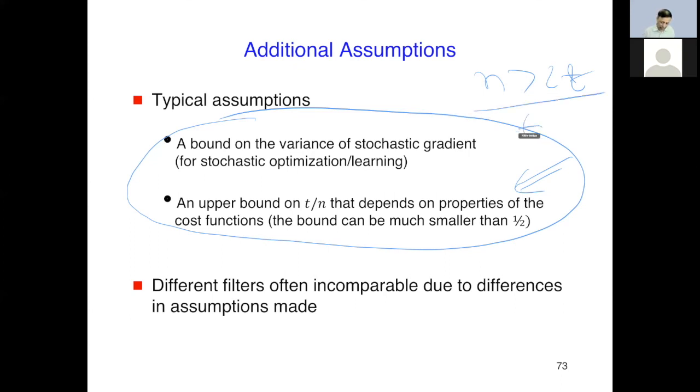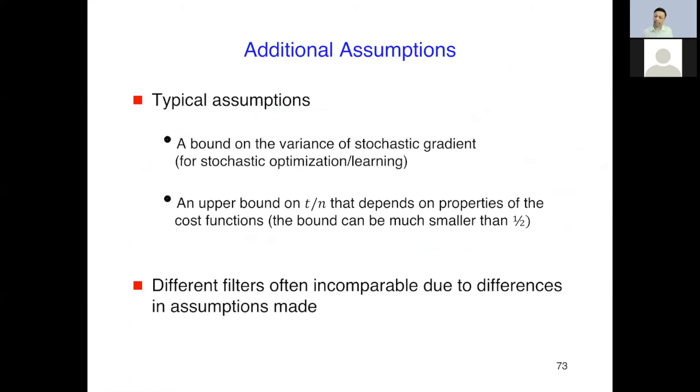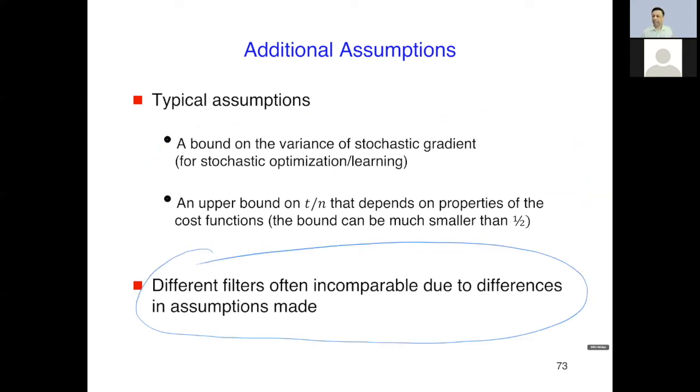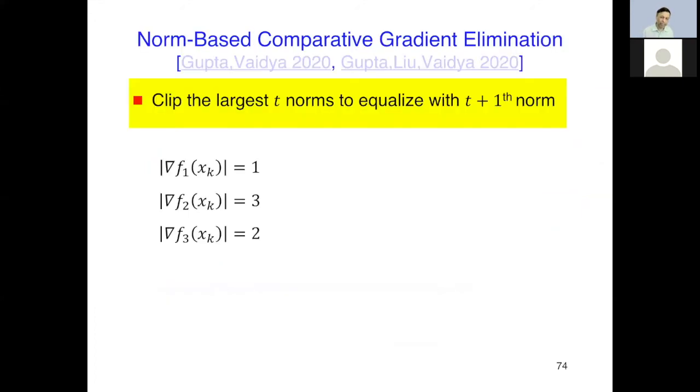So this will be t over n approximately equal to half, right? But you may have to bound t over n by something much smaller than half, depending on the properties of the cost function that you have. So there are these additional assumptions being made that are different in different papers, depending on the context, which really makes it very difficult to compare different filters. So when you look at different papers and different filters, you need to really look very carefully at what assumptions they're making and at the guarantees they provide on the convergence of the algorithm.